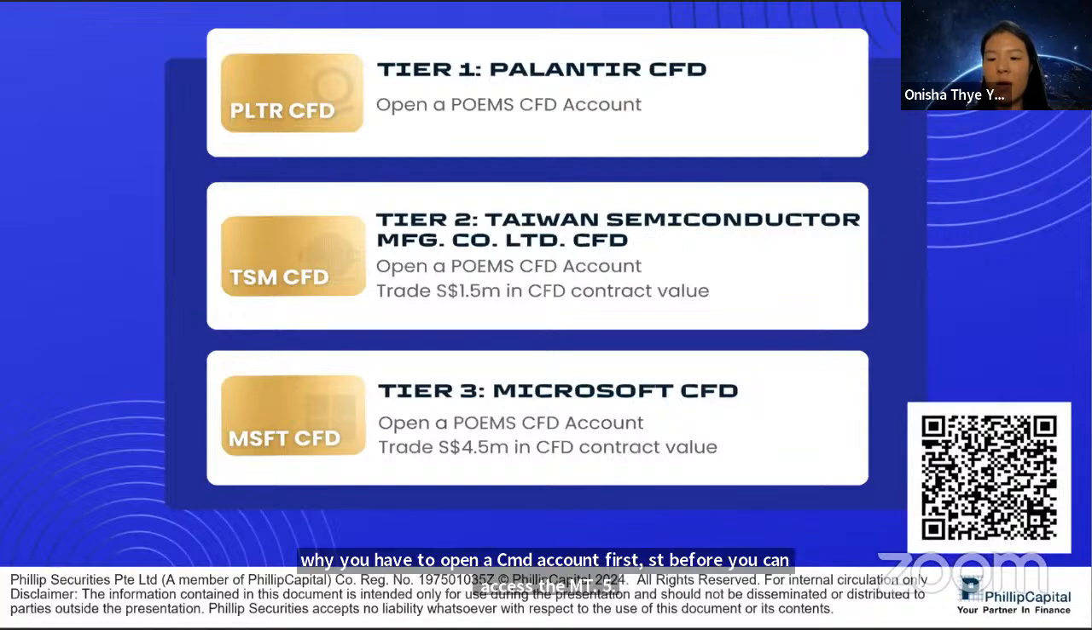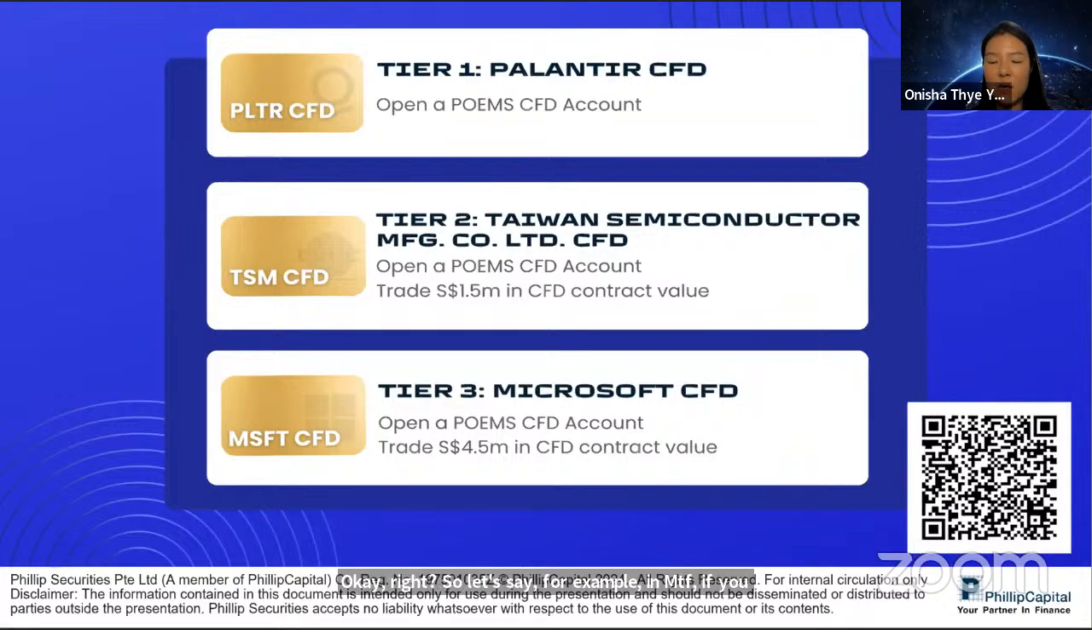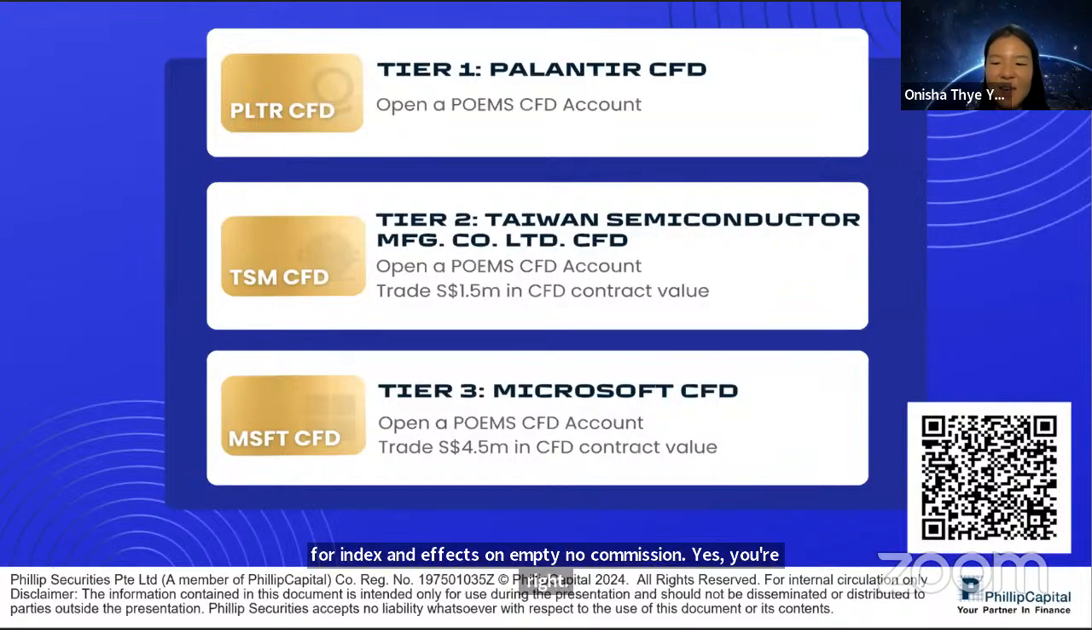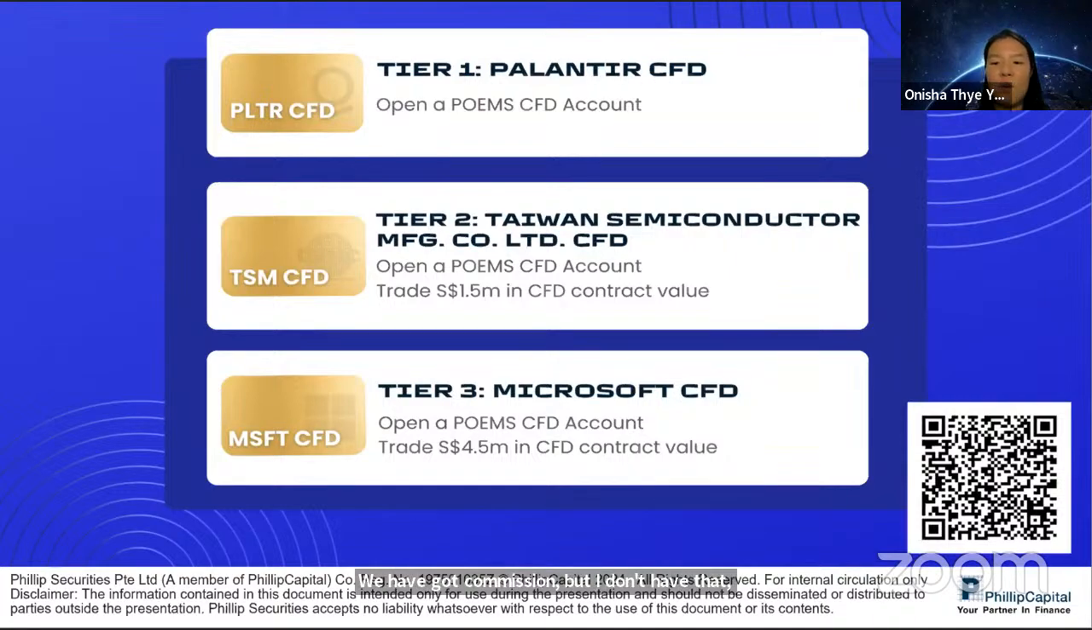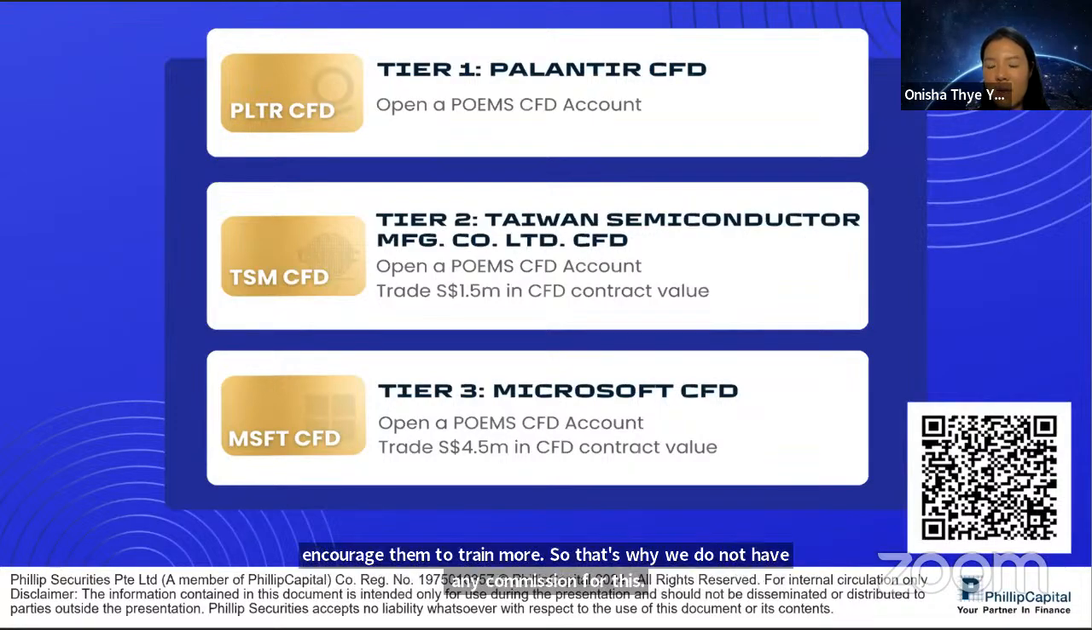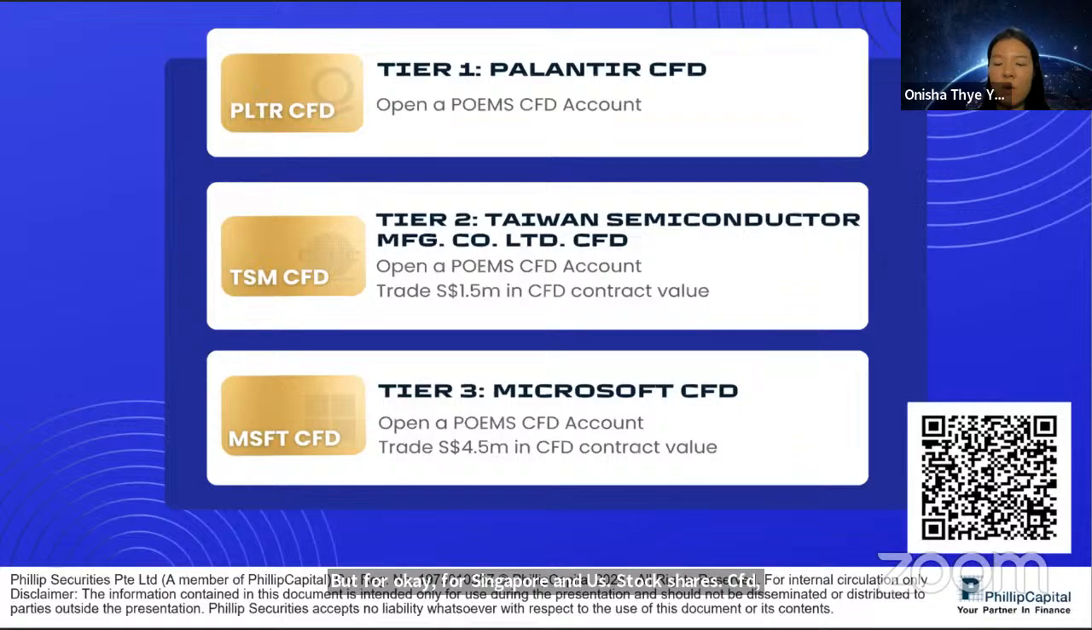Let's say, for example, in MT5, if you trade FX and index, there is no commission. Yes, you're right. For POEMS, there is commission, but MT5 doesn't have that, because MT5 is mainly for self-serve clients, so we encourage them to trade more. That's why we do not have any commission for this. But for Singapore and US stock shares CFD, there is commission, but lower.